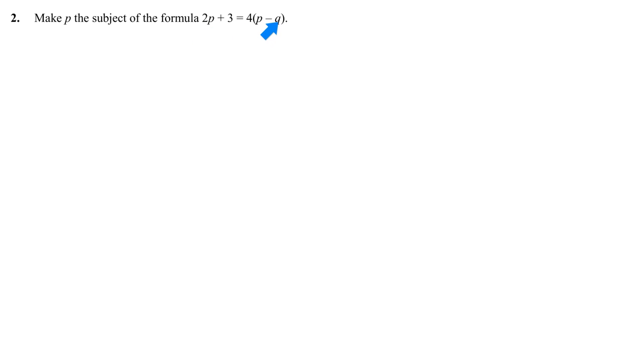When you handle this question, the first and most important step is to copy it down in a favorable writing method. So we have 2p is the first term. After that we have plus 3. And then it's equal to 4 bracket p minus q inside. We find out that our target is p, but it's mixed inside the bracket here. We want to separate them, which means that we are going to expand this part.